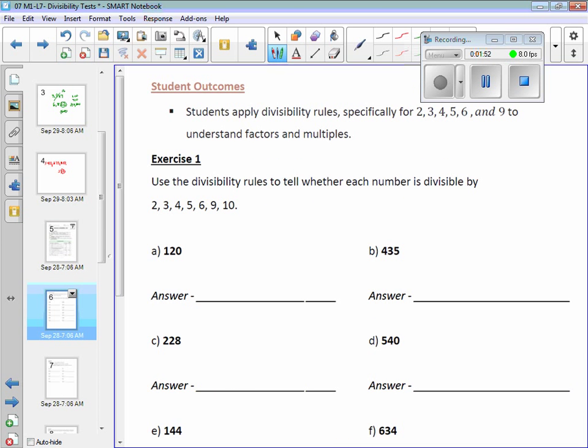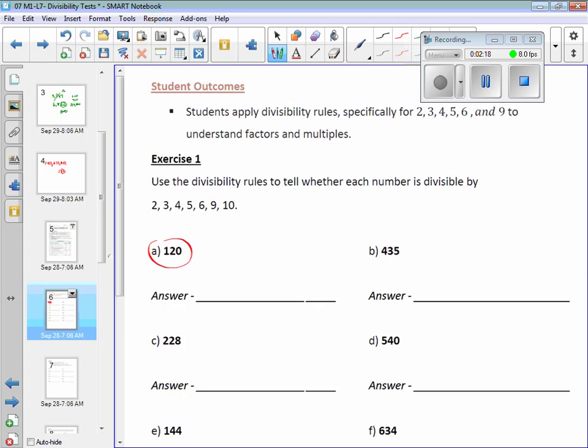Let's go to exercise 1 on the next page. What you need to do is apply the divisibility rules to figure out, in this case, if 120 is divisible by these numbers. So here's how you do it. What's the test for 2? Or what's the rule for 2?